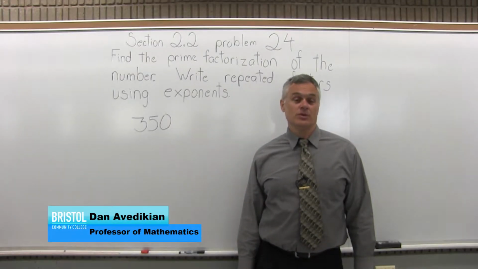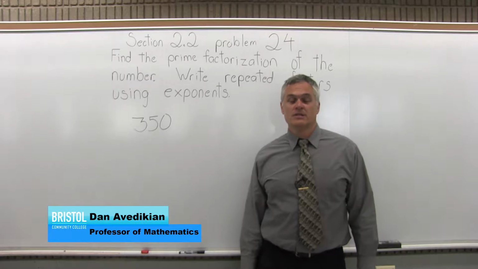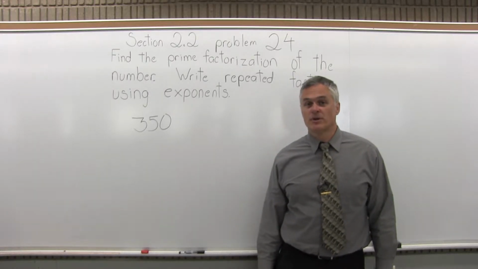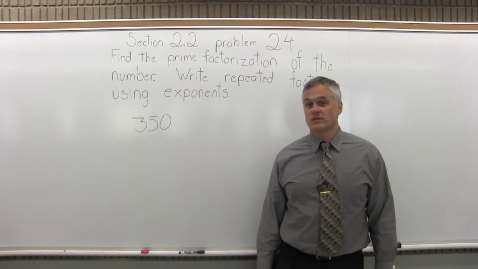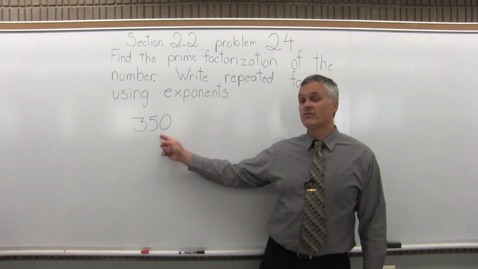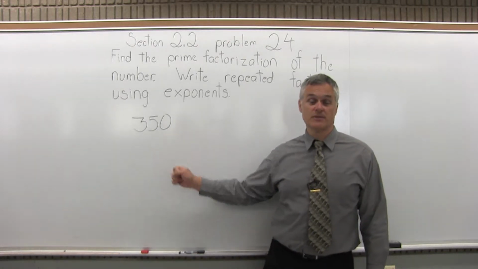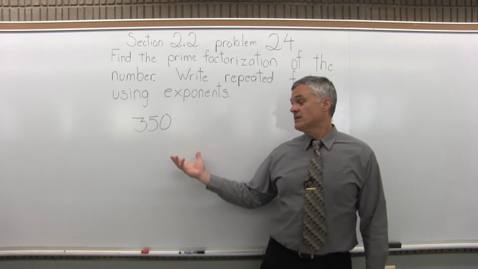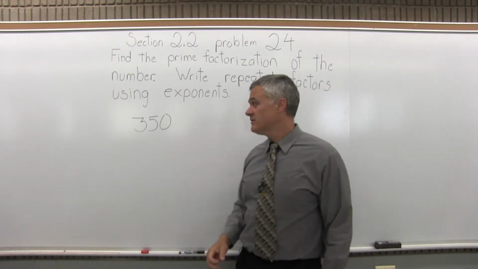This is Section 2.2, Problem 24. It says find the prime factorization of the number, write repeated factors using exponents, and the number we have to find the prime factorization of is 350. So we want to break this down into the primes that multiply to make 350.